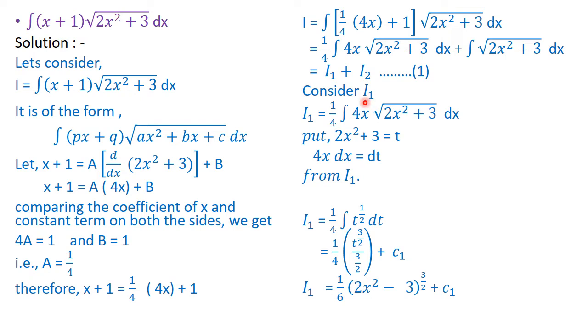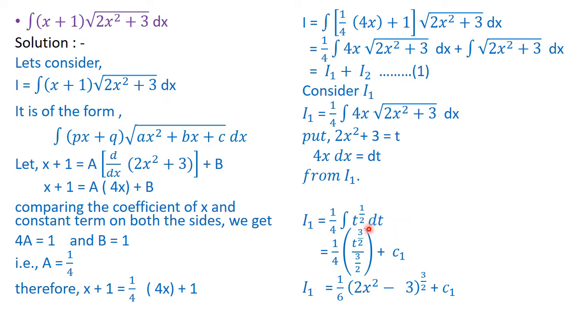Let us consider I1, which is 1 by 4 integration of 4x into root 2x square plus 3. By making a substitution, put 2x square plus 3 equal to t. Therefore the derivative gives 4x dx is equal to dt. Therefore I1 becomes 1 by 4 as it is, integration of 4x dx equal to dt, and the square root can be written as t raised to half.